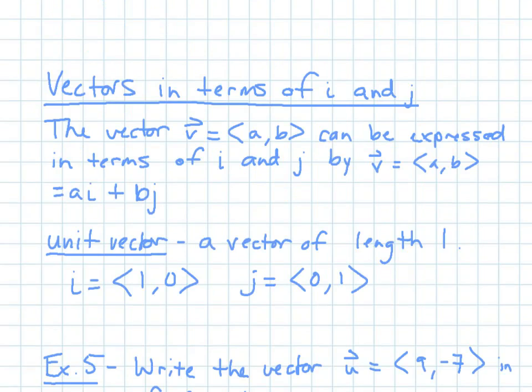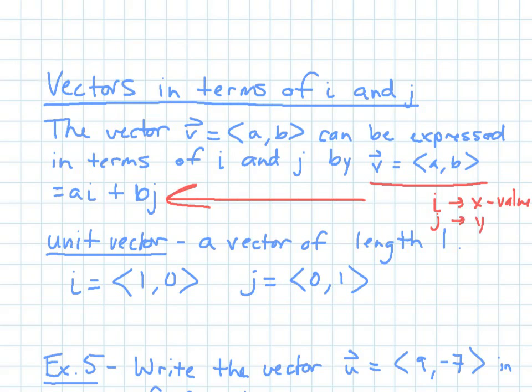Now we can rewrite vectors in terms of different forms, so in terms of i and j. So a vector a comma b can be expressed in terms of i and j, and it'll look like this. We'll write a times i plus b times j. Okay, that's how we'll notate it. So the i is kind of like your x value, and your j is kind of like your y value. It's kind of like a placeholder that tells you this value attached to i correlates to the x-axis, and the one for j is correlating to the y-axis.